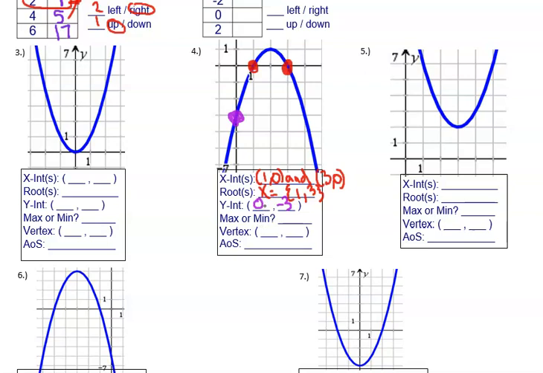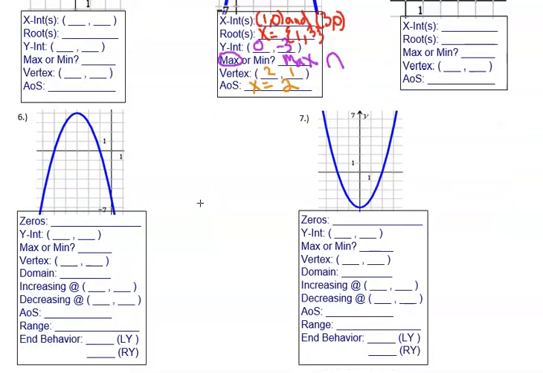The extrema would be a maximum because it's concave down. It's an upside down U. And then the vertex would be that maximum point where it changes direction. That's 2, 1. And so your axis of symmetry would be your x value, x equals 2. We'll do one more on this page. We'll do number 7.